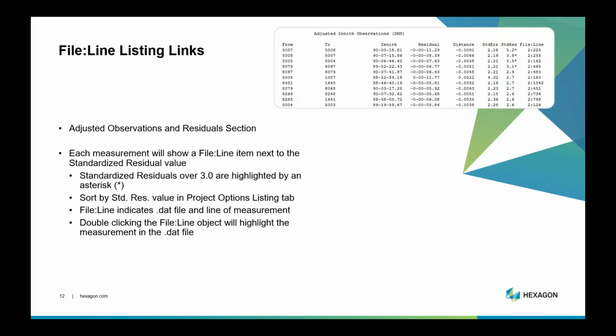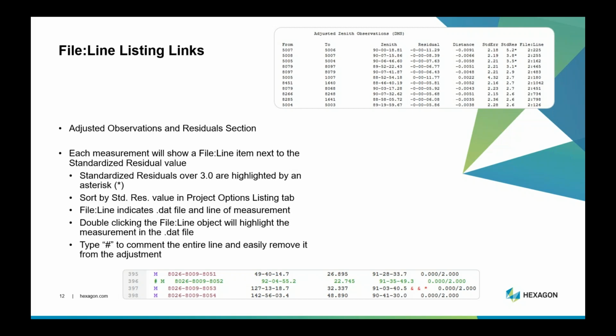And double clicking on that file and line item over on the right side with the colon will actually highlight the measurement in the DAT file. From there, you can actually type the pound symbol to comment out the entire line. The line is highlighted. All you need to do is type that pound symbol. You don't need to highlight it again or click into the line or anything like that. So you can easily double click through these file and line items and comment out the entire line.